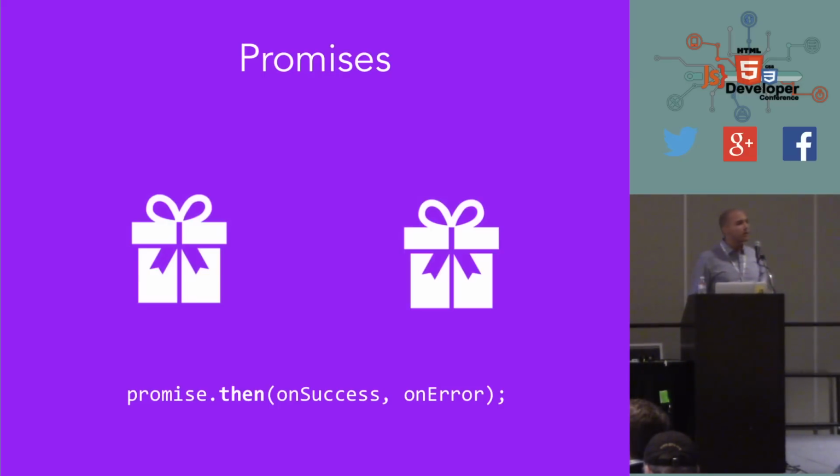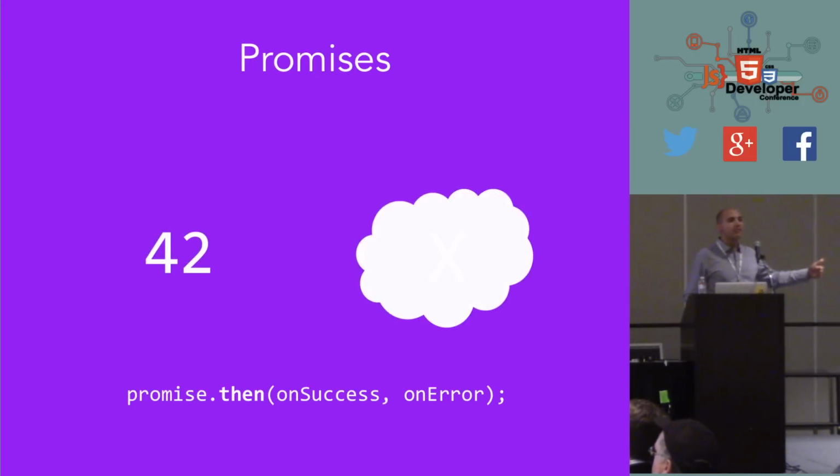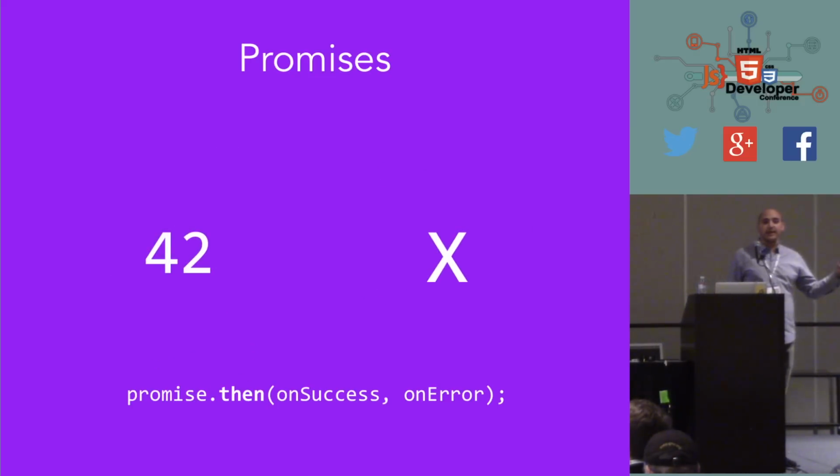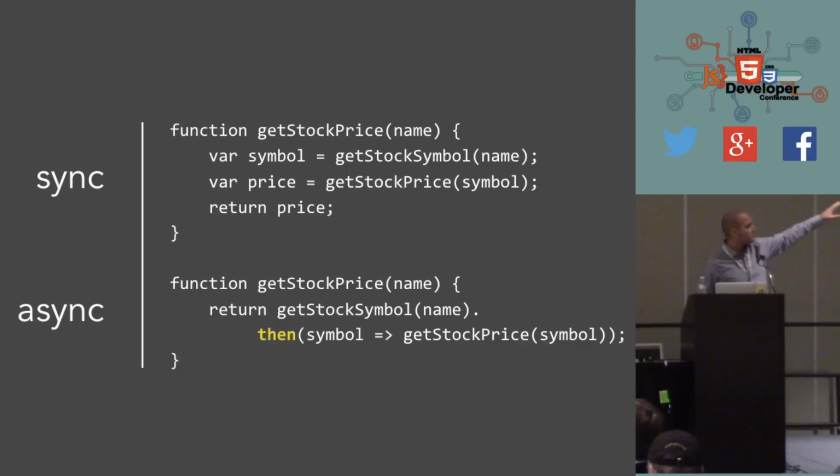So how do promises work? Well, they're really pretty simple. You call the .then function, and you pass in a success handler or an error handler. And so there's really two ways a promise can go. First is it can give you data. Next is it can give you an error. So now let's see how we can take our synchronous algorithm and we can write it asynchronously using promises.